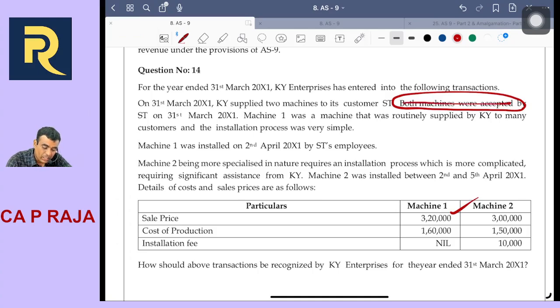Suppose if this word is not given, in the first scenario this is a sale, this is goods with customer. Do you all agree with me?